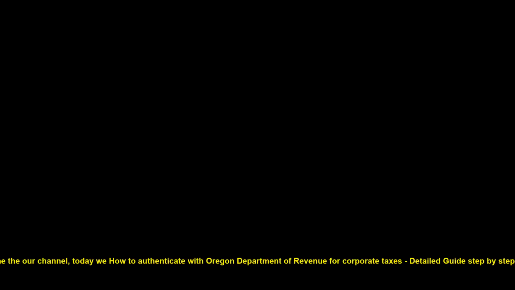Welcome to our channel. Today we show how to authenticate with Oregon Department of Revenue for corporate taxes, a detailed guide step by step clearly. To authenticate with the Oregon Department of Revenue for corporate taxes, first, visit the Oregon Department of Revenue website. Locate the business section on the homepage. Within this section, find the option labeled Corporate Taxes. Click on the link to access the corporate tax specifics.